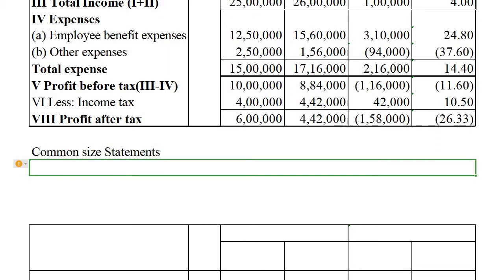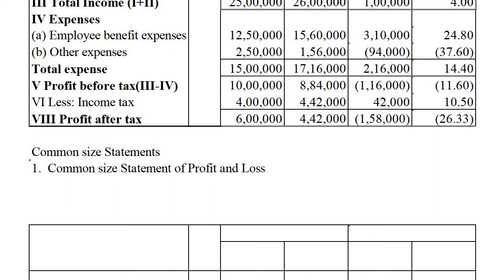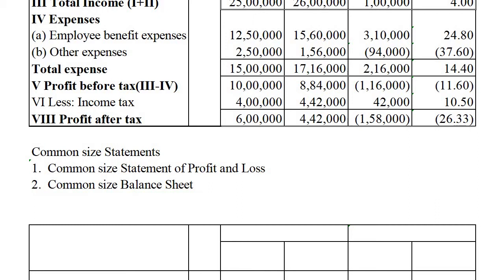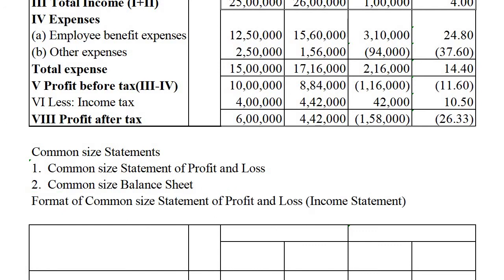So there are two different common size statements. One is the common size statement of profit and loss, that means analysis or preparation of a common size statement with the profit and loss account. Another one is the common size statement of balance sheet, the common size balance sheet. So let us see how it can be prepared, the format of the common size statement of profit and loss or common size income statement. So let us discuss how a common size income statement will be prepared. So let us give the heading first.